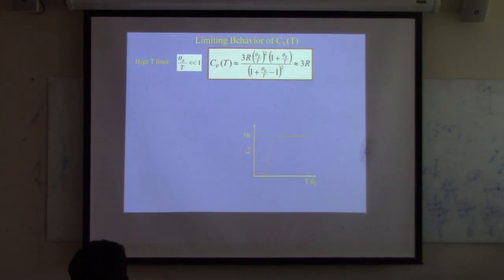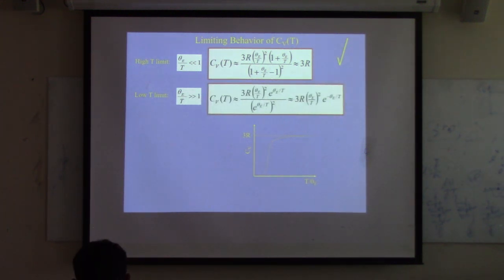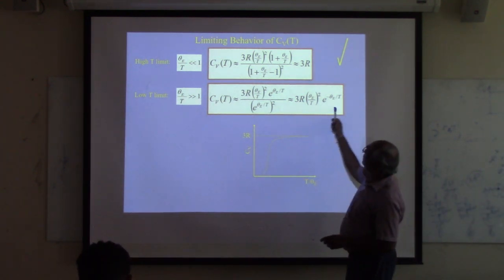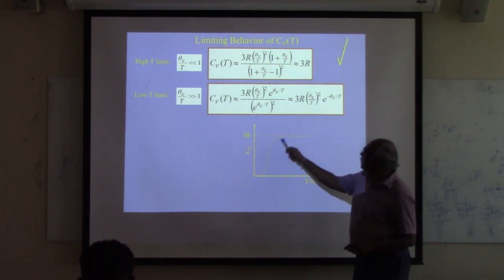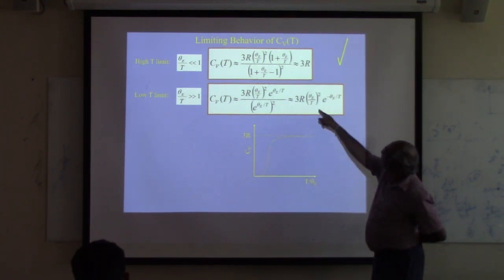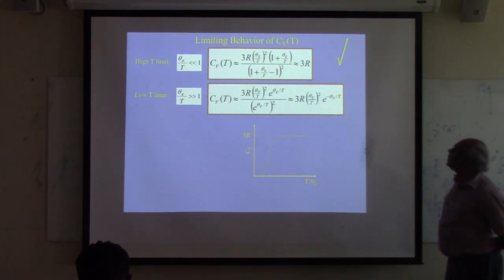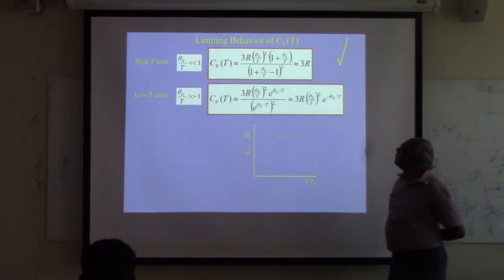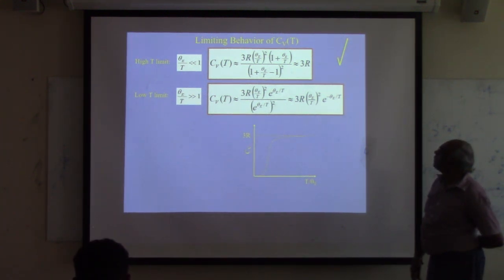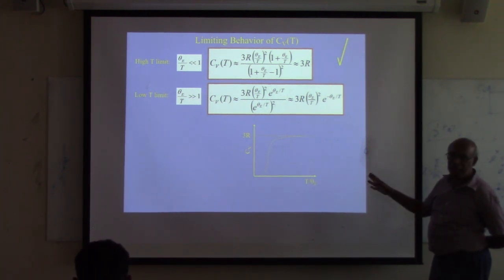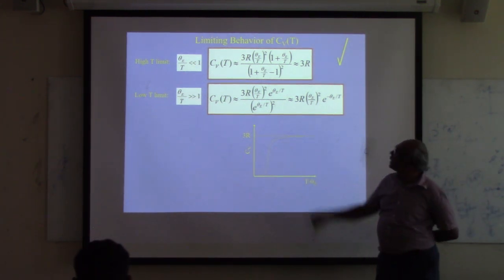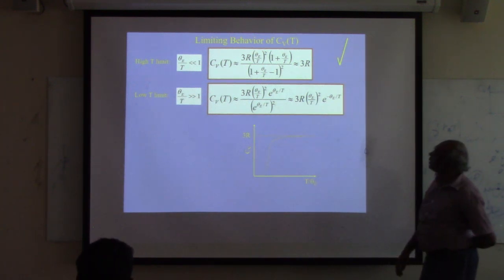Yeah, that works fine. Low temperature limit, that means theta E over T is much greater. In that general expression, you can do a few approximations, then you get this expression. So that is exactly how this one goes. The T dependence is kind of complicated, right? That's why we have this here. But the high temperature limit is working well.